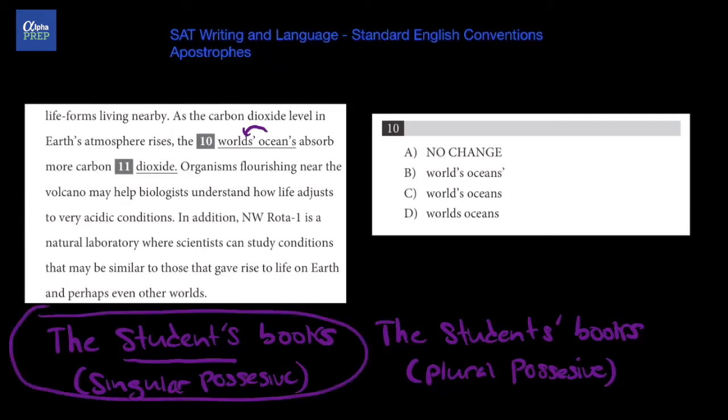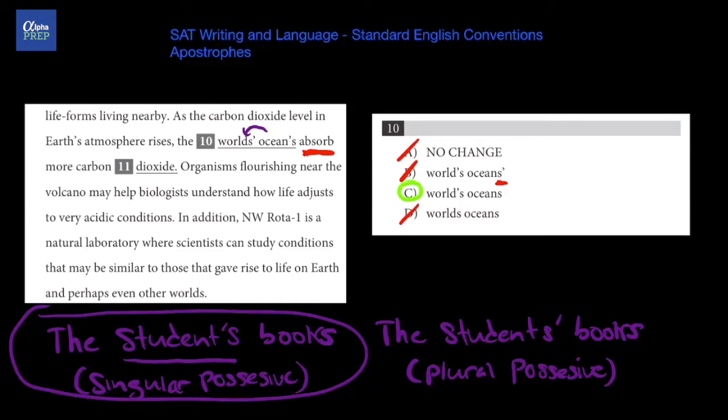So we can go ahead and eliminate any answer choices where the apostrophe is after the S. So A is out, and we can eliminate any answer choices where there's no apostrophe. So D is out. So now it's just between B and C. World is correct in both. And notice how there's an apostrophe after the S in answer choice B. So this is indicating that the oceans possess something. The oceans possess whatever comes after the word oceans. So they possess absorb. That doesn't make sense. You can't possess a verb. So we can eliminate answer choice B, and C is our answer.